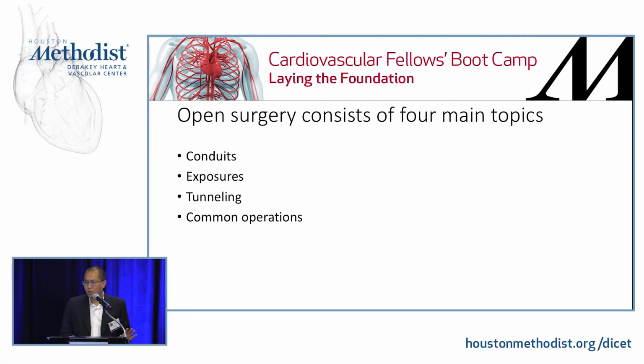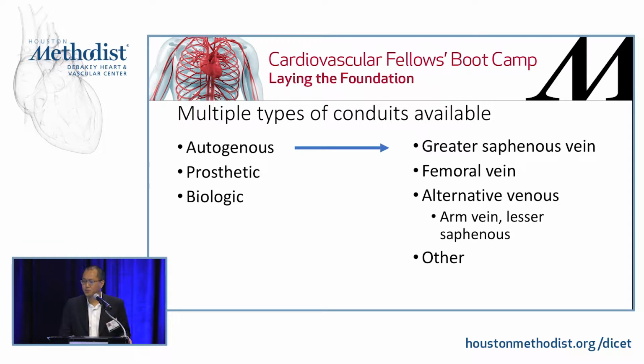So with that intro, we'll start talking about open surgery. Open surgery, if you break it down, consists of four main things: conduits, exposures, tunneling, and then just some common operations. I'll just show you how they work. Multiple types of conduits exist. The main ones are autogenous, and those include greater saphenous vein, femoral vein, alternative venous conduits such as arm vein, lesser saphenous veins, and then there are other veins that are sometimes used, like the cephalic.